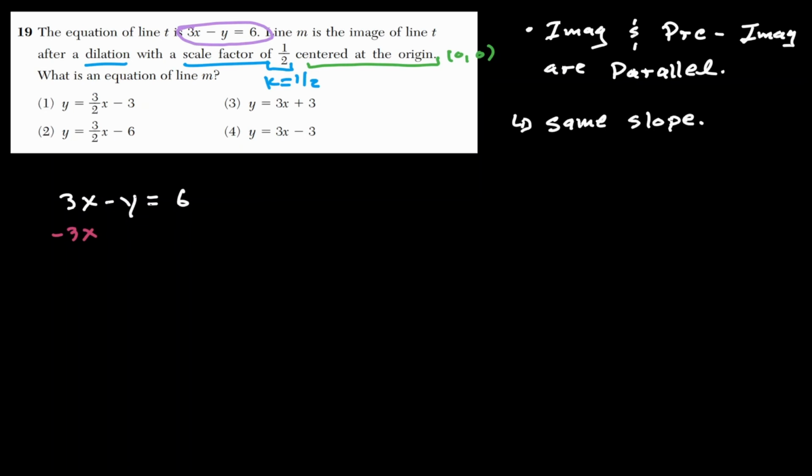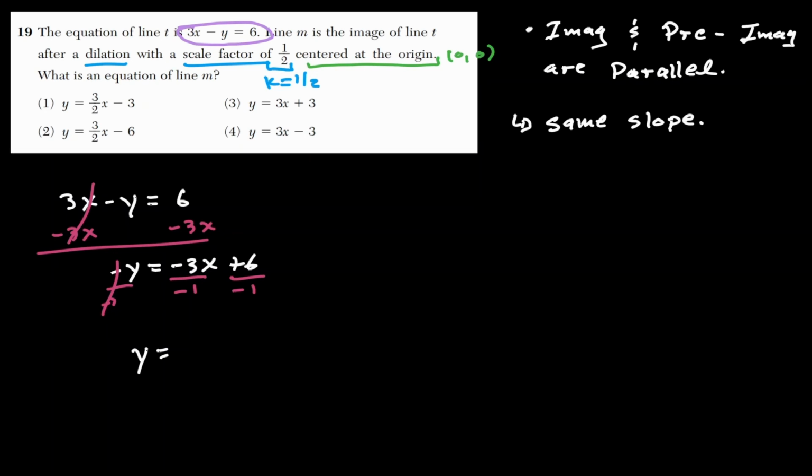So let's take away 3x on both sides. And let's divide by -1 on all sides. So we'll get y equals 3x minus 6. The slope of the line that we are given is positive 3. And notice that within option 3 and option 4, they both use the slope of 3. In option 1 and 2, we have a slope of 3 over 2. So we know that 1 or 2 is not the correct one. Now it's down to option 3 and option 4.